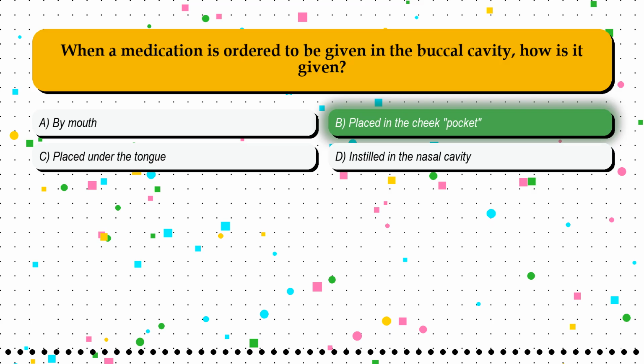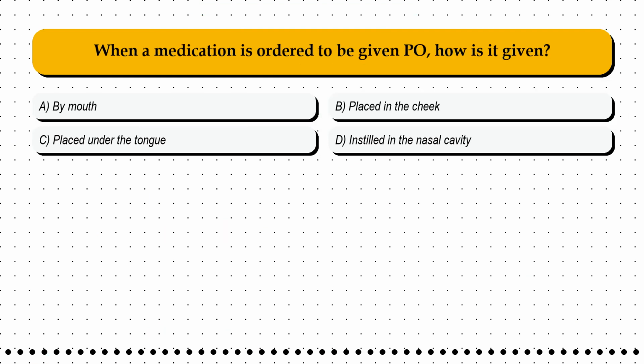The correct answer is option B. Placed in the cheek pocket. Question 20. When a medication is ordered to be given how is it given? Option A. By mouth. Option B. Placed in the cheek. Option C. Placed under the tongue. Option D. Instilled in the nasal cavity.